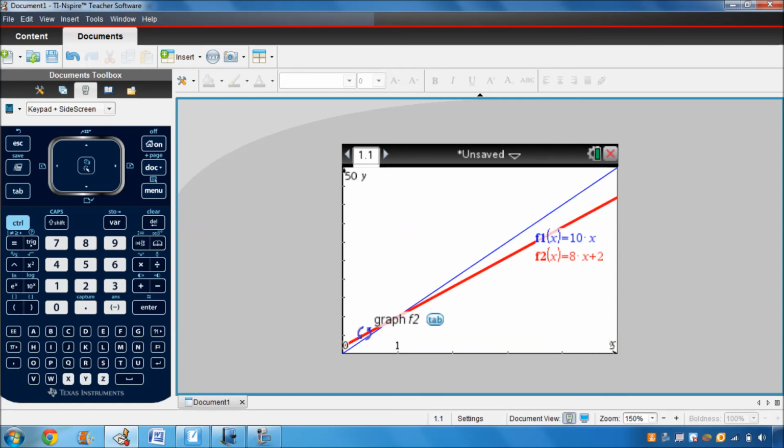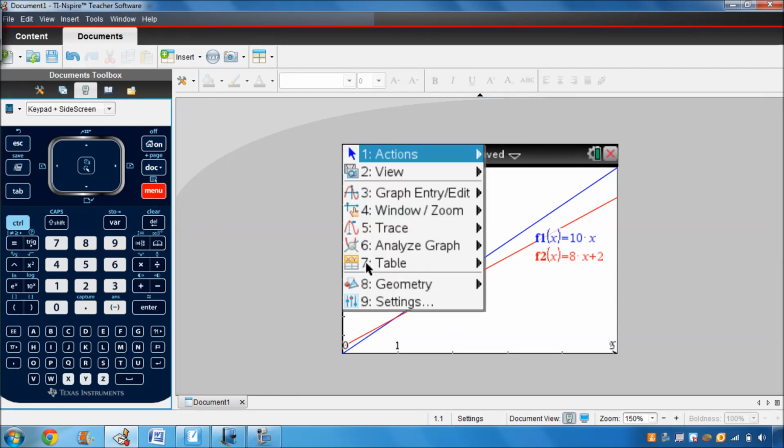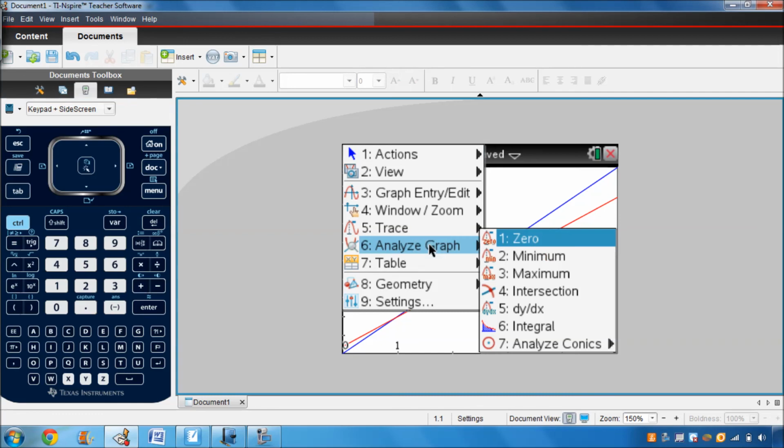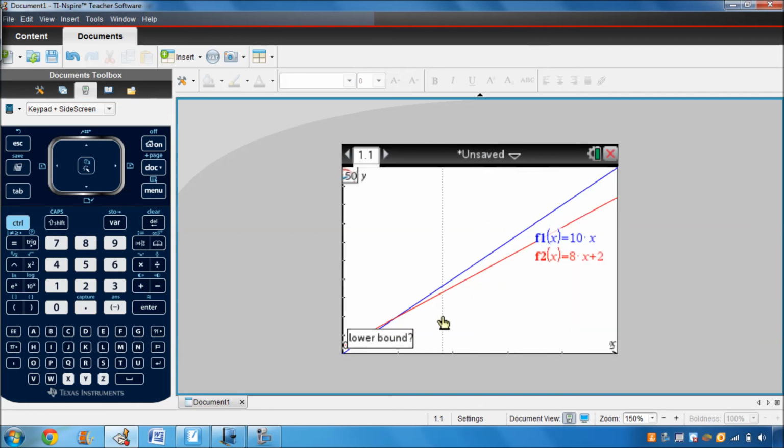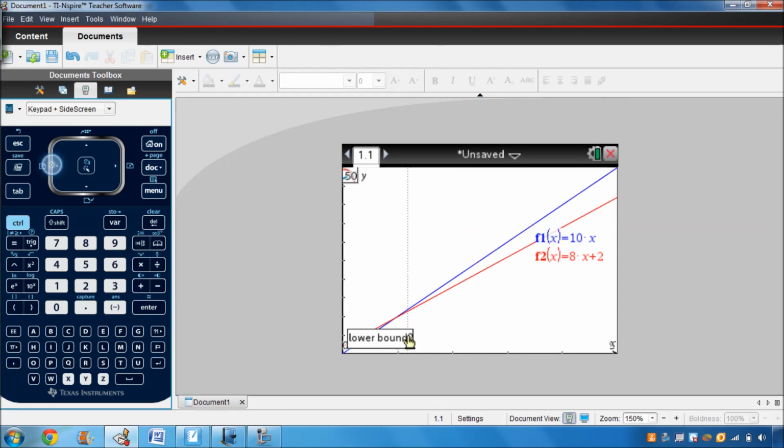If you guys notice, the red line right here is ahead until around this point, and then blue pulls ahead, okay? So how do I figure out exactly what their amount of time is using the graphing calculator, where they're going to intersect with each other? This is what you do. Press Menu. Go to Analyze Graph, and we're going to see where they intersect with each other. Now, you have a dotted line that can be moved back and forth using these buttons right here. So I can move it to the left and to the right, or you could just use your touchpad right in the middle and move it however you want.